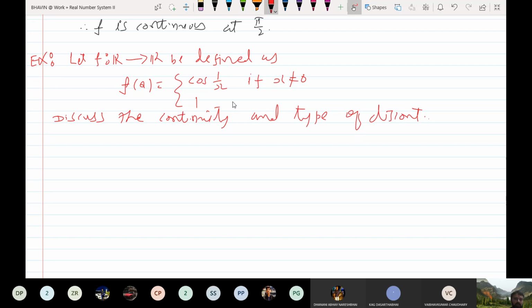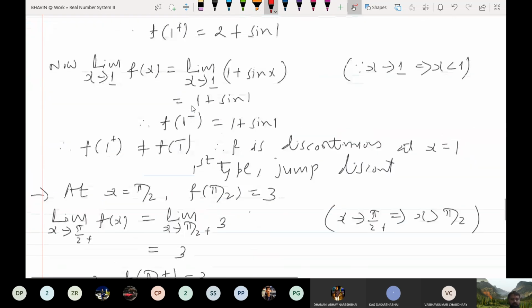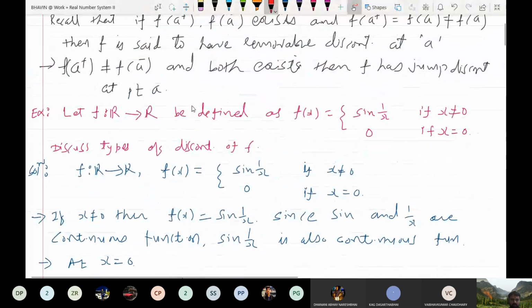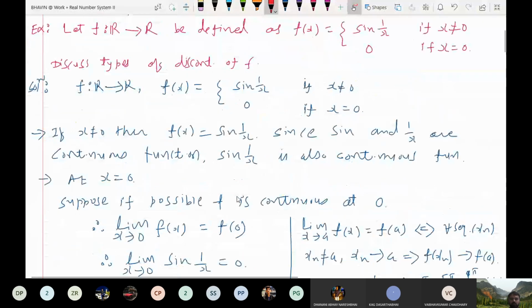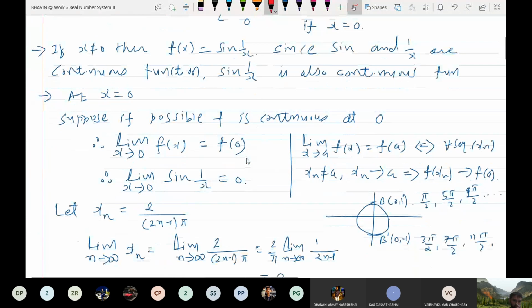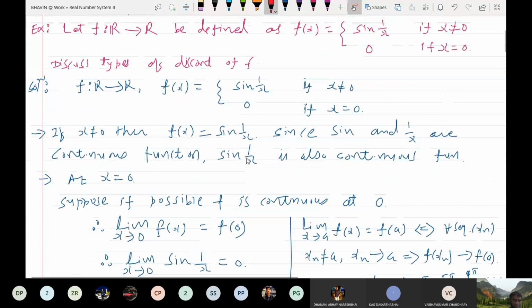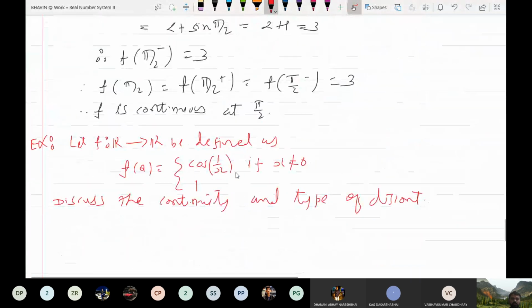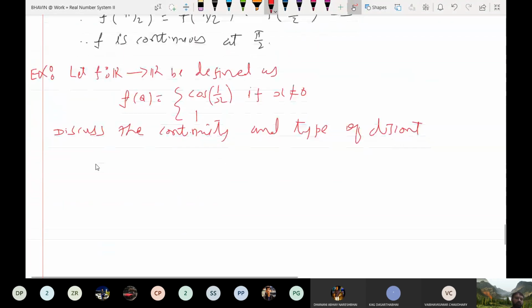ऐसा एक एग्जाम्पल हमने देखा है, कॉस की जगह पे मैंने साइन लिया था शायद. यहाँ पे देखिए, that was the first example in this lecture. Yes, this was the example, और यहाँ पे मैंने 0 डिफाइन किया था. हमने प्रूव किया था कि ये फंक्शन 0 पे कंटिन्यूस नहीं है. ये वाला देखिए, so this is something different. In place of sine I have cos. So if your x is non-zero, then clearly f is continuous.